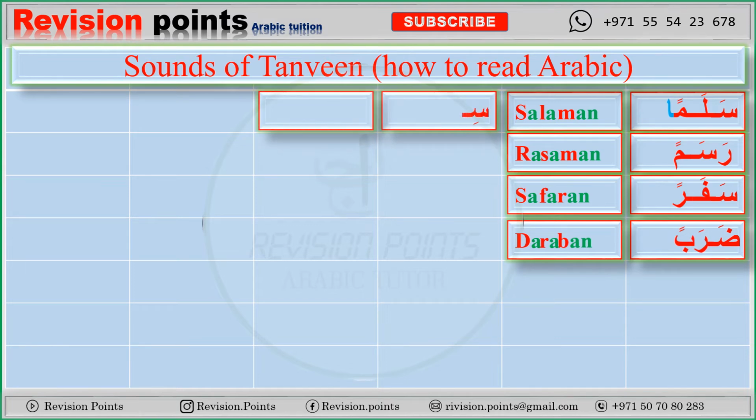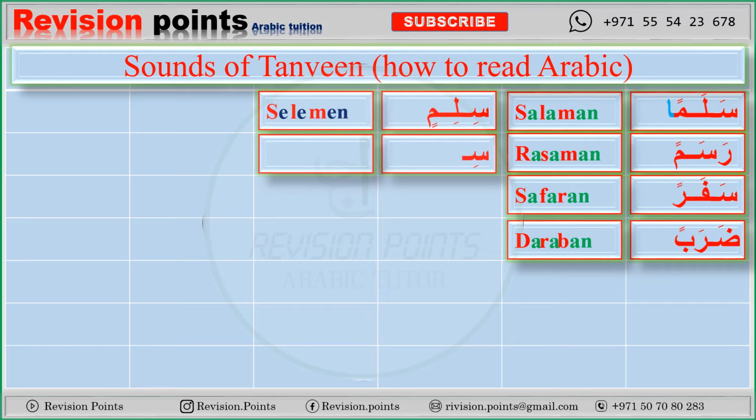Seen with Kasra is SE. Lam with Kasra is LE. Meem with double Kasra is MEN. Silimin. Seen with Kasra is SE. Ra with Kasra is RE. Fa with double Kasra is FEN. Serifin.